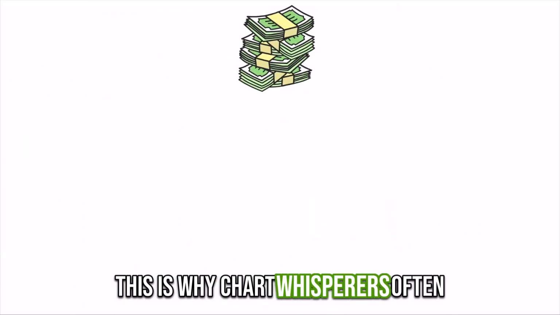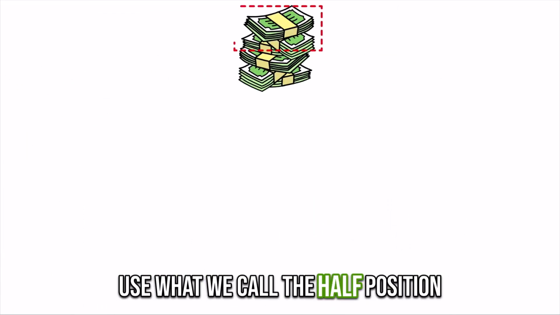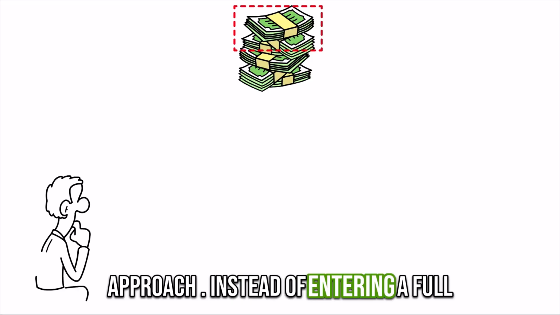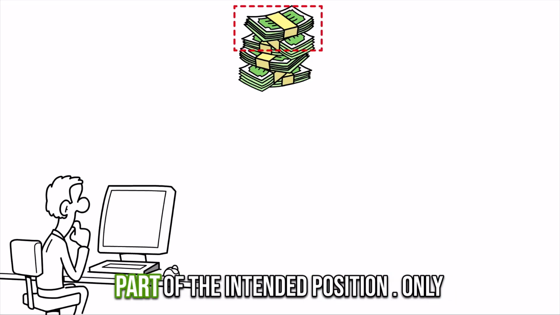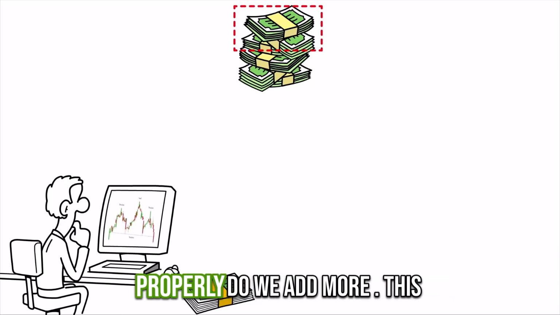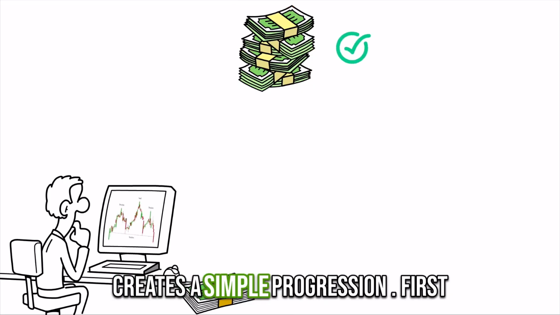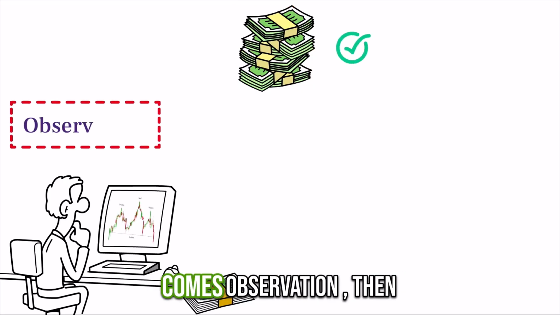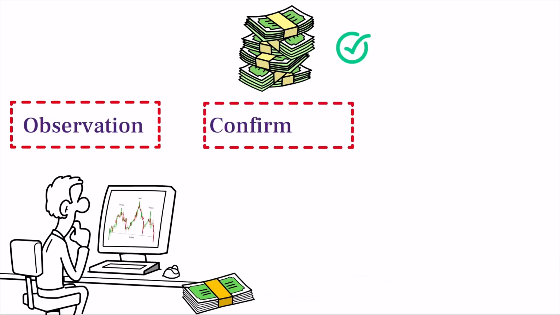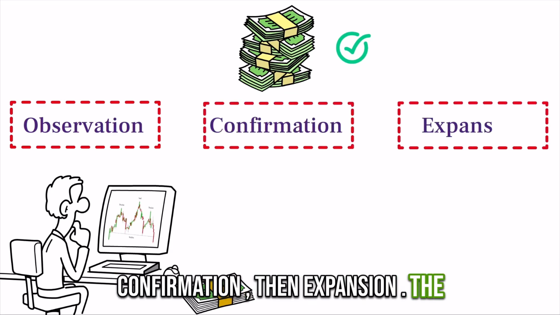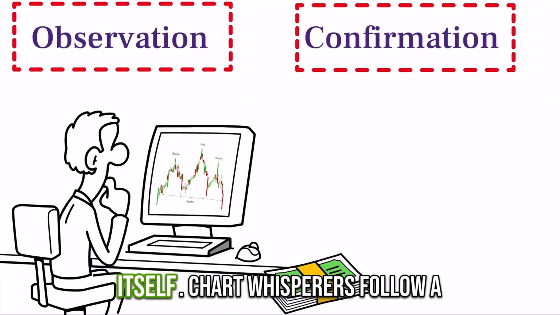This is why chart whisperers often use what we call the half position approach. Instead of entering a full trade immediately, we begin with part of the intended position. Only after the chart continues to behave properly do we add more. This creates a simple progression. First comes observation, then confirmation, then expansion. The position grows as the trade proves itself.